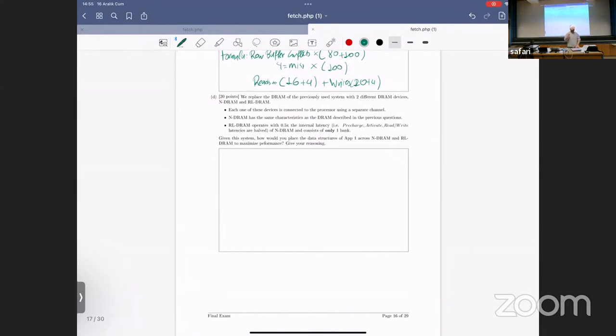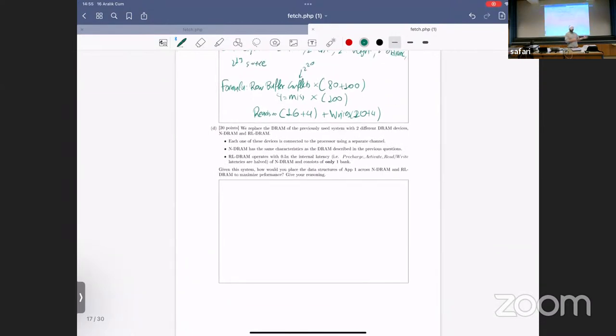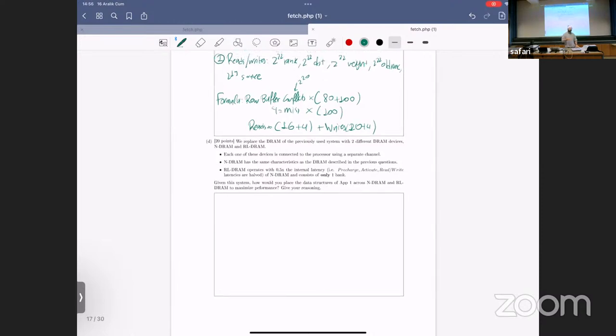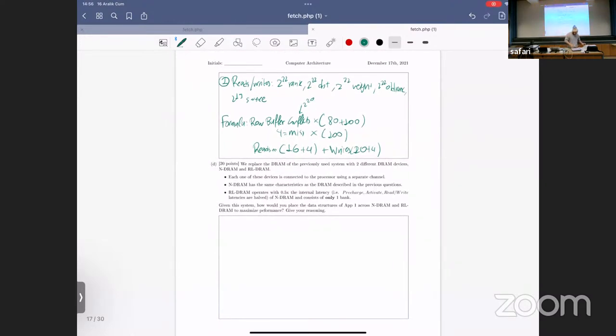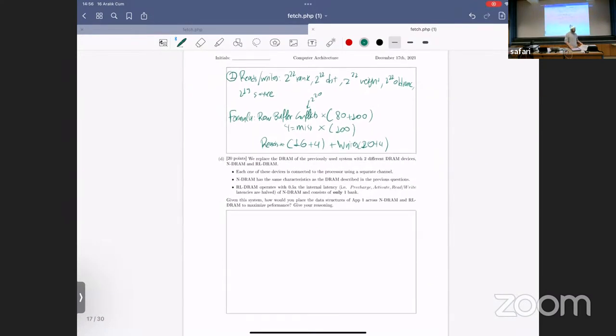Does anyone have any question? So have this in mind. It's usually this sort of question, where you need to calculate the row buffer conflicts, row buffer misses, latency for the reads, latency for the writes, and come up with total latency. So for the last question, it's a qualitative question.